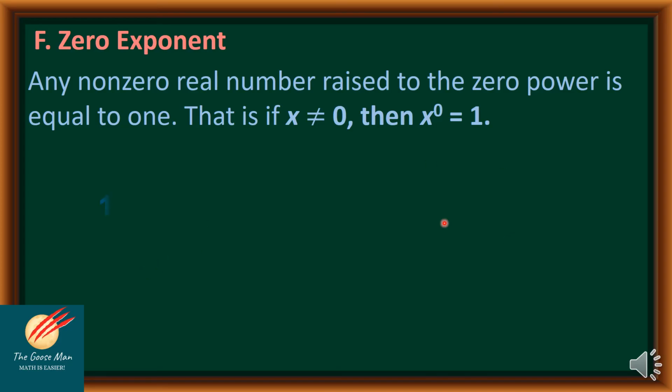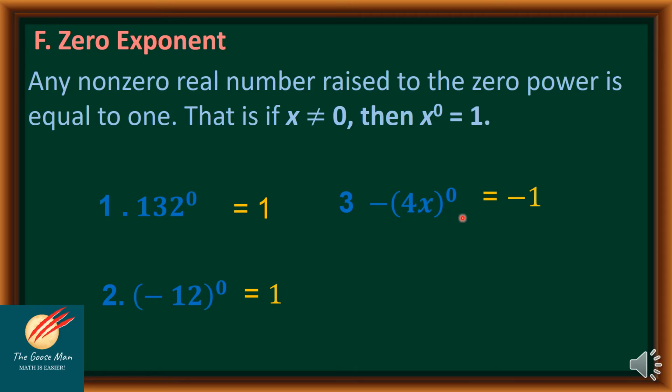So let's have another example. 132 raised to 0 is equal to 1. Next, negative 12 raised to 0 is equal to 1. Let us consider this one. I have the expression negative 4x raised to 0. However, I have a negative outside. So this expression is equal to 1, but I have a negative outside, so this is equal to negative 1.